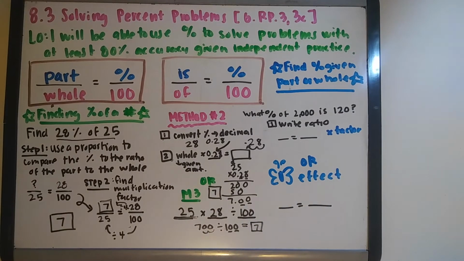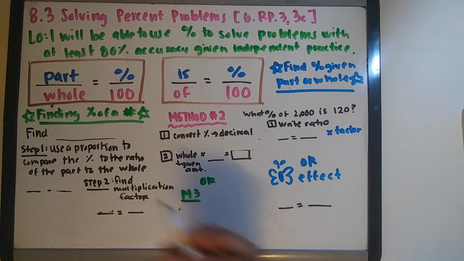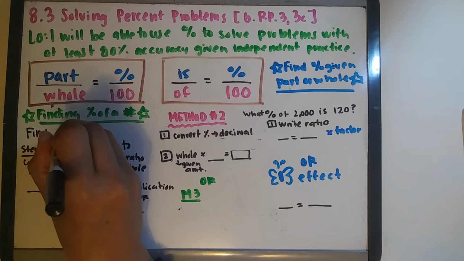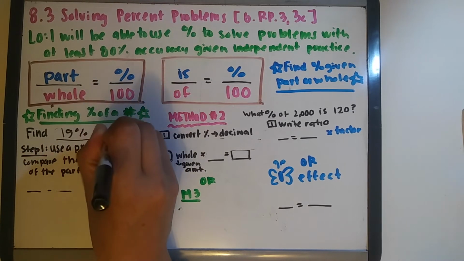So let me go ahead and do just one more to show you why it's important for us to know this method. And then I'll give you one to practice. Okay, so imagine that I'm given, okay, find 19% of 80.